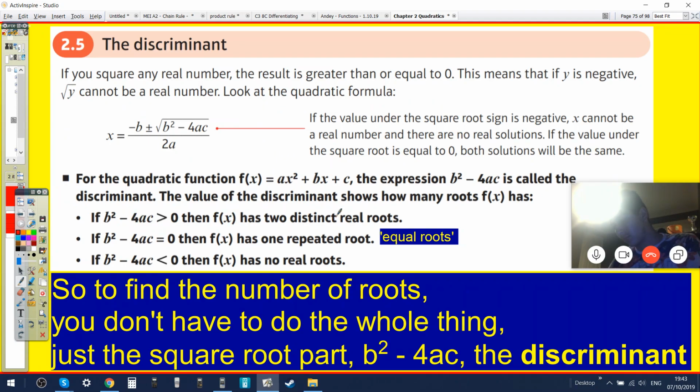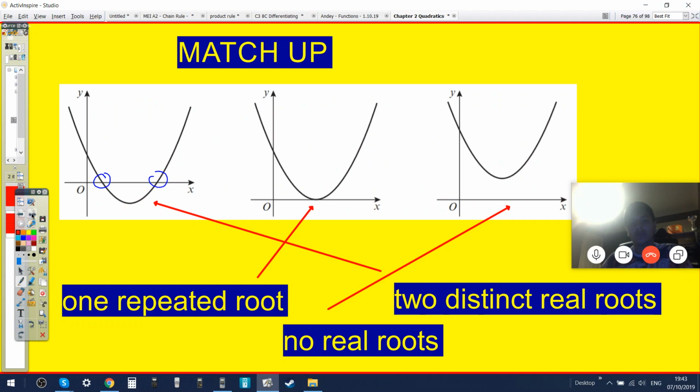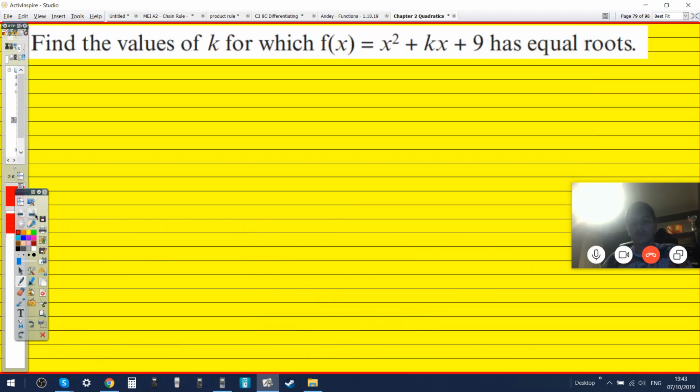And actually, sometimes they use different language for the middle one. So one repeated root, they sometimes call equal roots. That's when it's equal to 0. So just watch out for that. Okay, how about this?